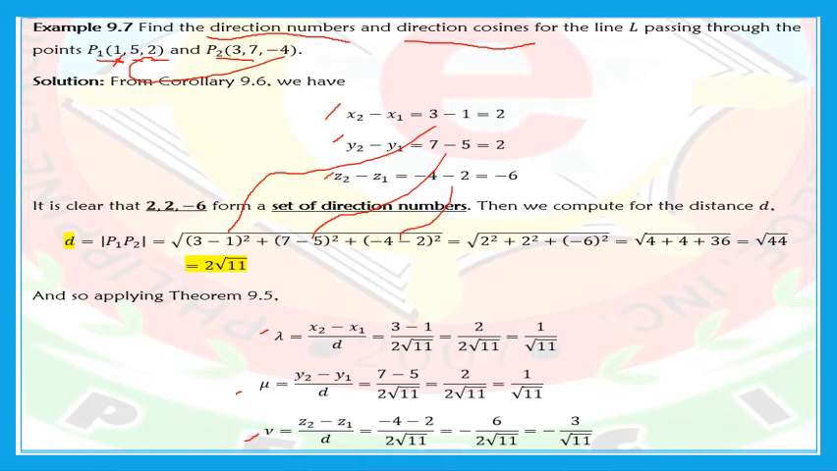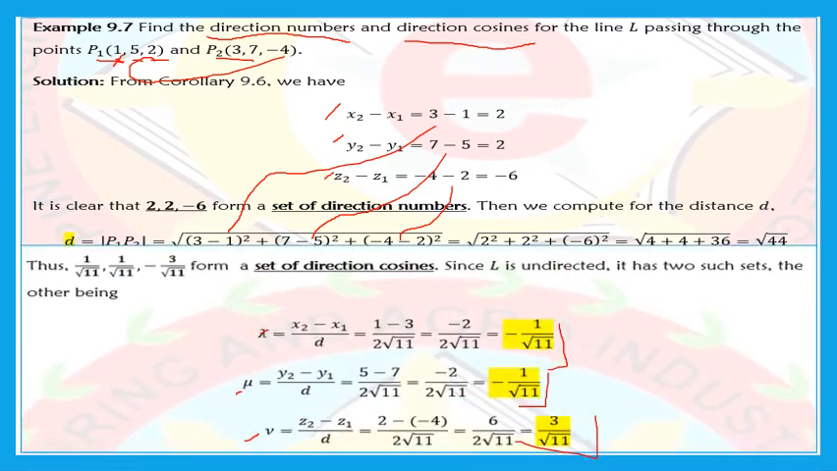So, si 3 minus 1, bring down nyo na lang din dito. So, 3 minus 1, nadagdag lang sa denominator si distance na 2 square root of 11. So, we have 1 over the square root of 11. Si mu naman is 7 minus 5. Okay, bring down lang dito si 7 minus 5 over the 2 square root of 11. So, we have 1 over the square root of 11. And then kay nu, we have negative 3 over the square root of 11. So, these are the set of direction cosines.